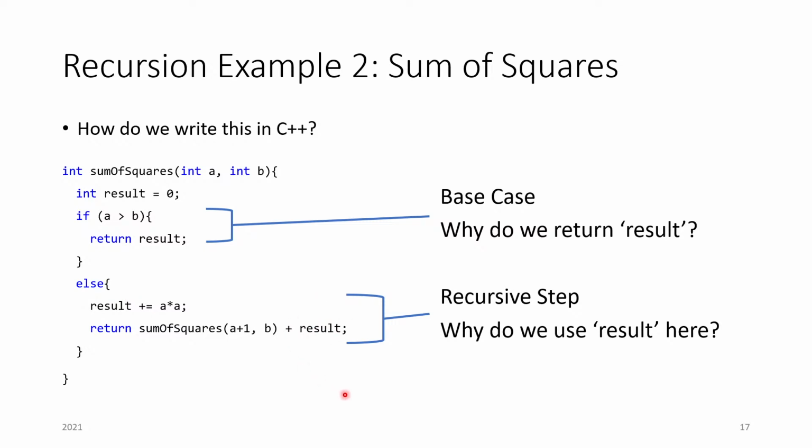If you do not add that, when you return, it's going to be the last step. So it will end up just being b squared, because you are no longer keeping track of this result at every recursive step.